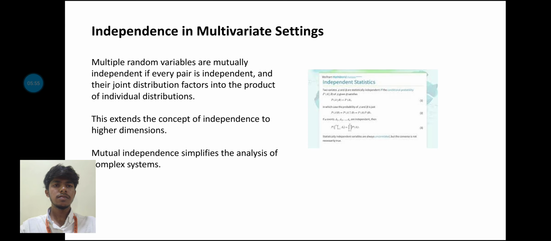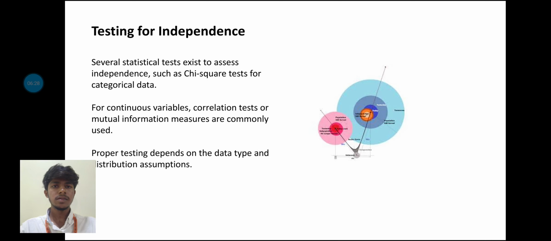Independence in multivariate settings. Random variables are mutually independent if every pair is independent and the joint distribution factors into the product of the individual distributions. This extends the concept of independence to higher dimensions. Mutual independence simplifies the analysis of complex systems.